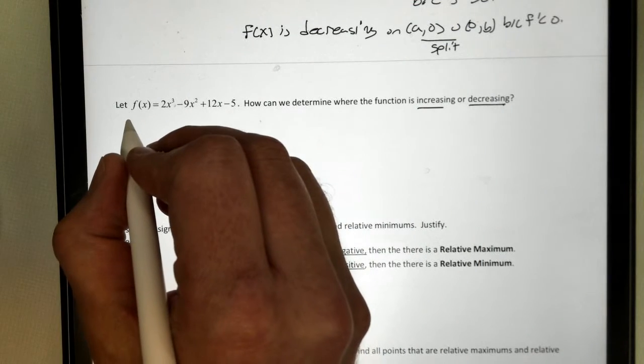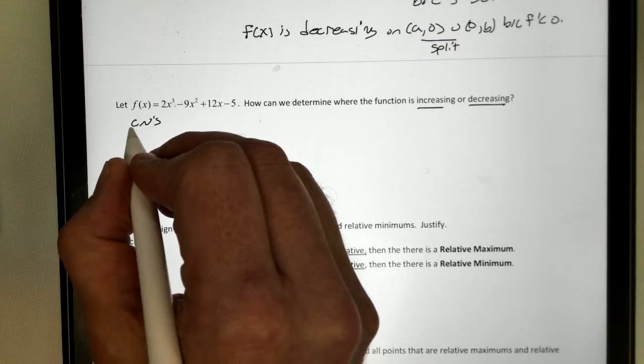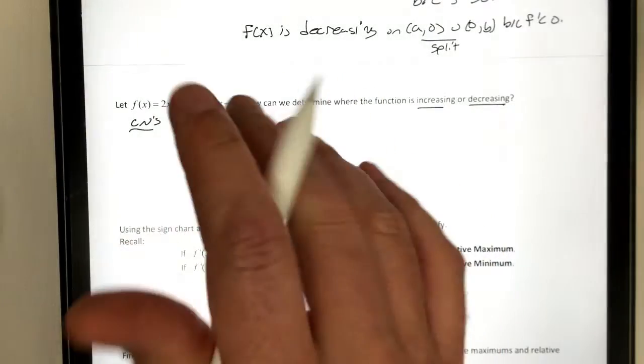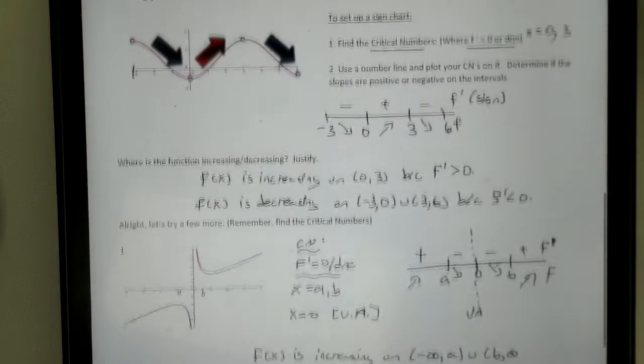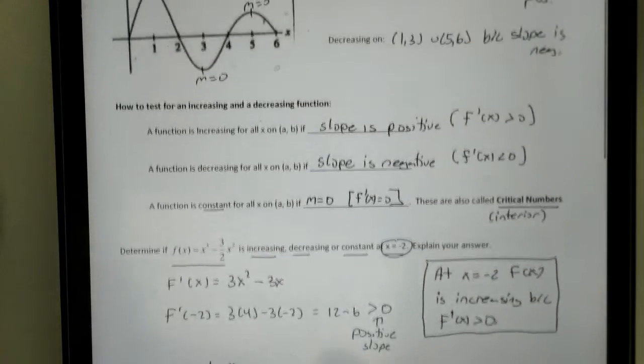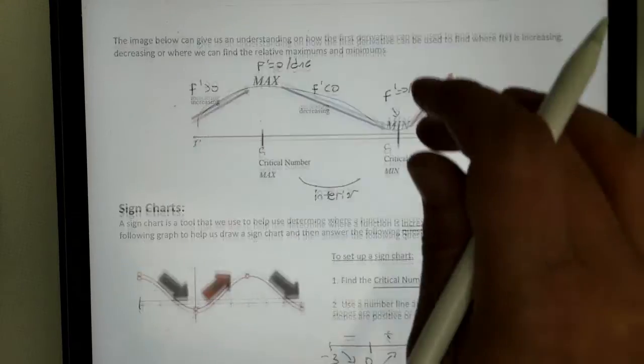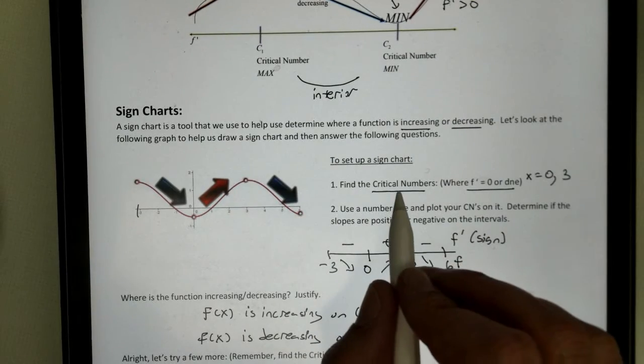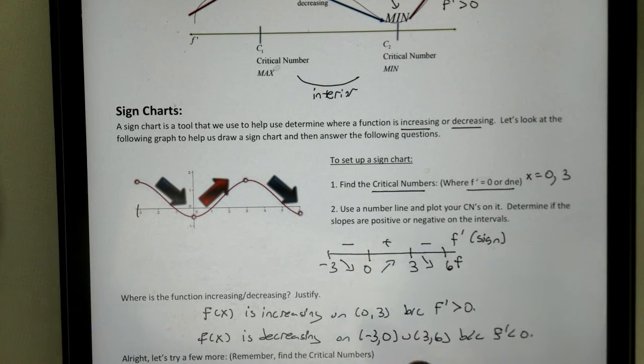Well, we're going to find our critical numbers first. That's step 1. We find our critical numbers. And that's what we set up here. So now we're going to actually do the test itself. You might remember that. Where was it at? Oop. There it is right there. Find the critical numbers, and then you're going to make your number line.